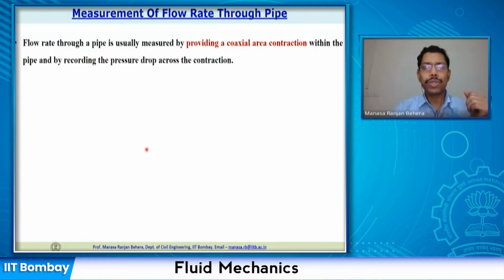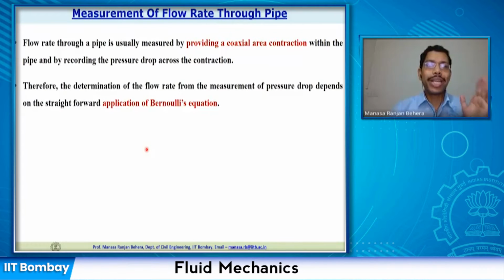All right. So therefore, determination of flow rate from measurement of pressure drop depends on straightforward application of Bernoulli's equation, which we know. The Bernoulli's equation links the pressure, velocity, and datum head. So assuming that the datum head is the same, or it could be different, we can find out what is the velocity by measuring the pressures.